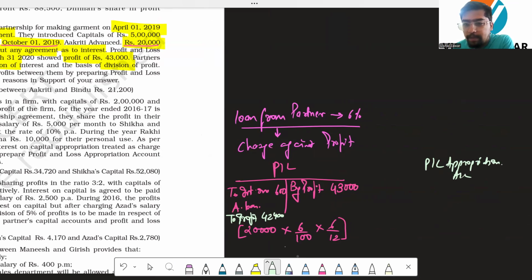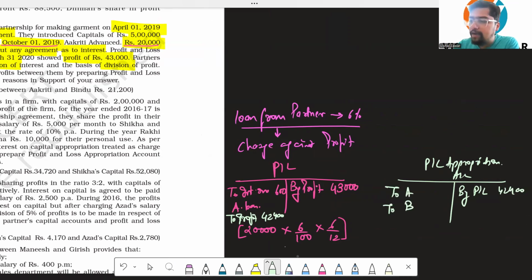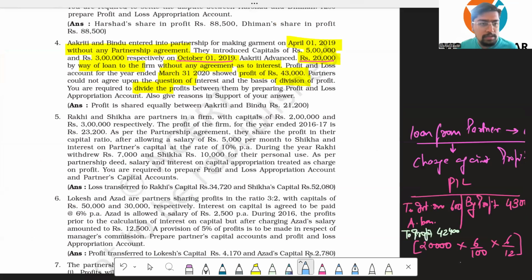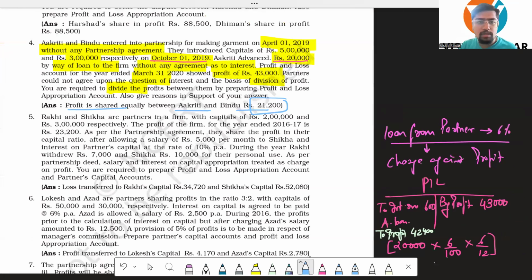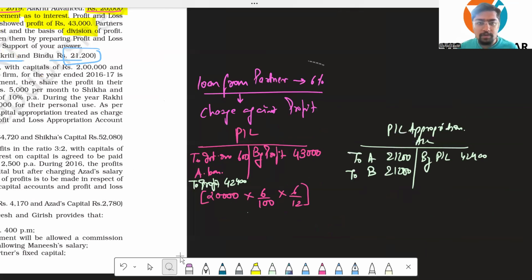In the P&L appropriation account, this profit will be taken from here, 42,400, and both the partners will be given an equal share, divided by 2. Akriti should get a profit of 21,200 and Bindu should get a profit of 21,200. So that is where this is tallied. That profit is shared equally between Akriti and Bindu at 21,200 each. So this was the solution for question number 4.